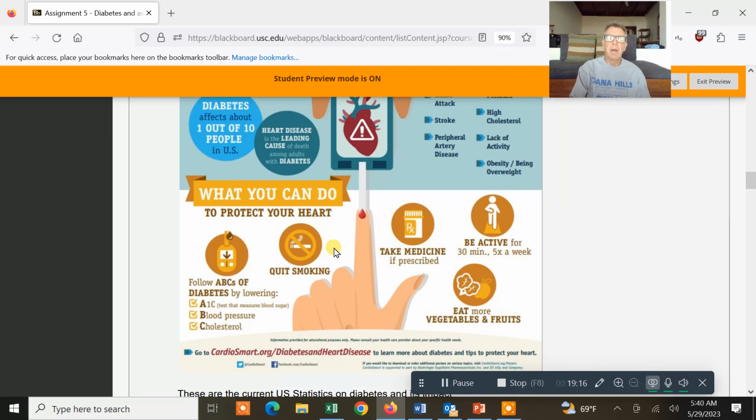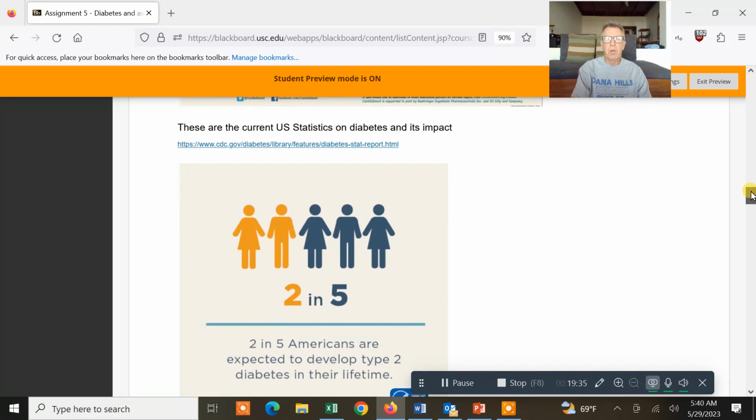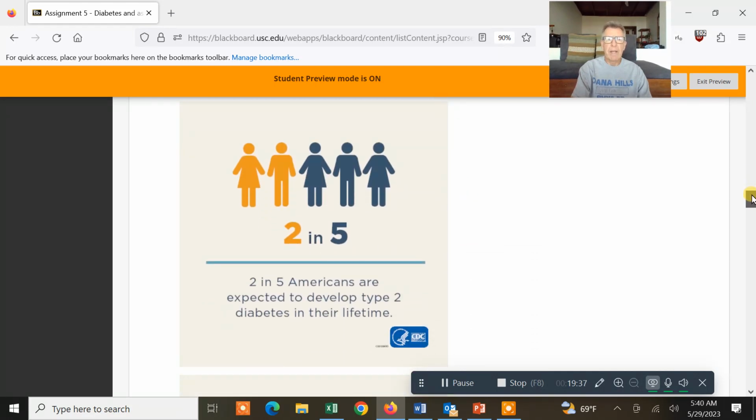ABC is a diabetes. Once you've been diagnosed, you check your blood glucose levels. This is a hemoglobin A1C. This is one of those glycation products that I was talking about. Quit smoking, okay? Take medicine, be active, eat more veggies and fruit. These are things under your control, okay? Super important.